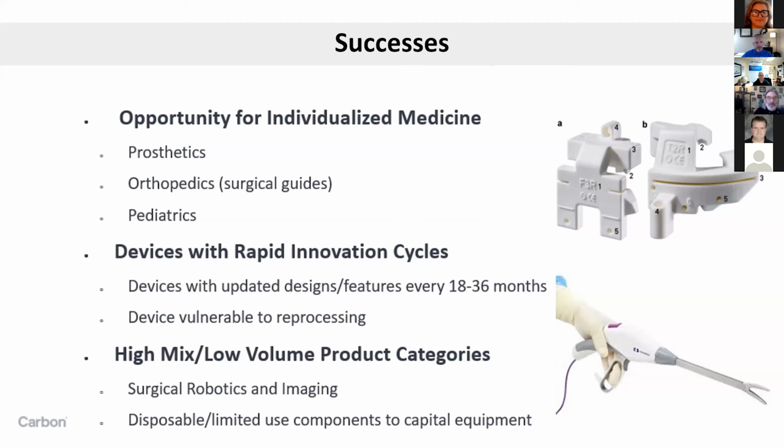Any device with a rapid innovation cycle, this is second to none. You're able to keep up with that innovation cycle and be ahead of that. And of course, high mix, low volume, always going to be a win here. Surgical robotics and imaging, huge, especially when you start marrying our rigid materials with our elastomeric soft touch material. And then lastly, disposable and limited use components to capital equipment, one and dones. This is happening every day. It's happening fast every day. You can hit nice production numbers and be able to carry out a better performing application through this workflow.